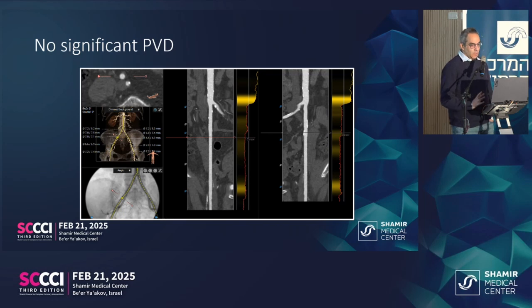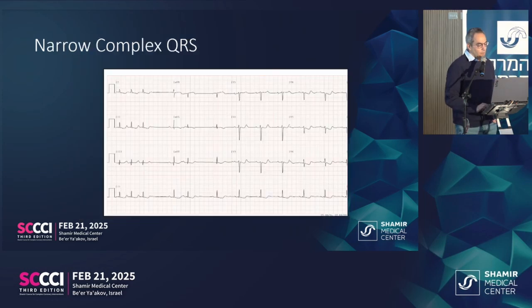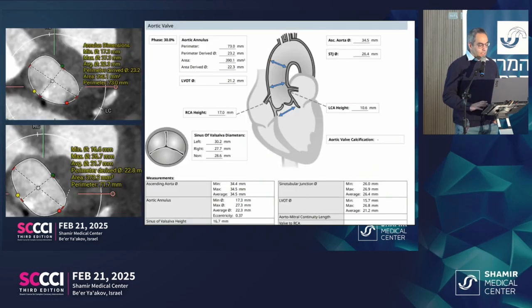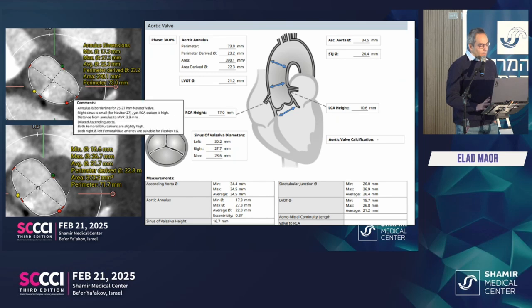Here you can see that there is no significant PAD. Narrow complex QRS. So then when we discuss patient journey, the question is what valve? Here you can see anatomy. So important to note the valve perimeter and the area derived. So we're talking about a 22.3. So it's a borderline case. We decided to go with the Navitor. So the annulus is borderline between a 25 and a 27. And the distance from the mechanical MVR is less than 4 millimeters, so there are some challenges here.